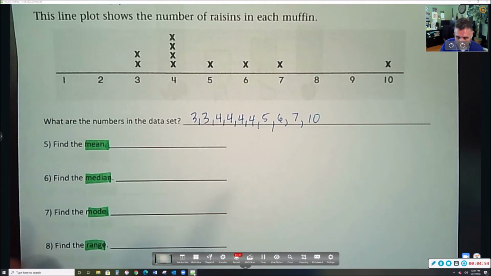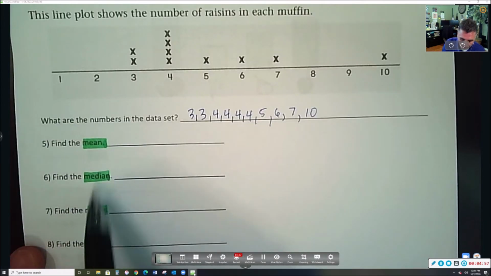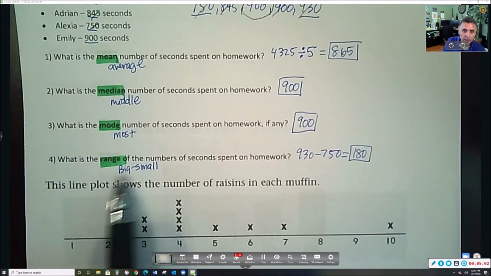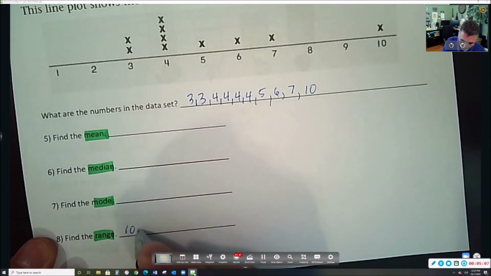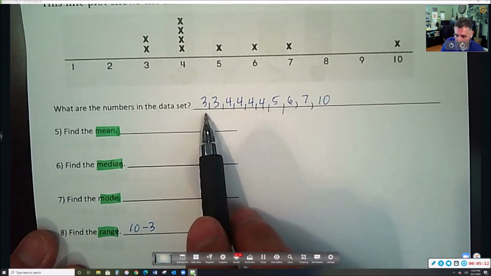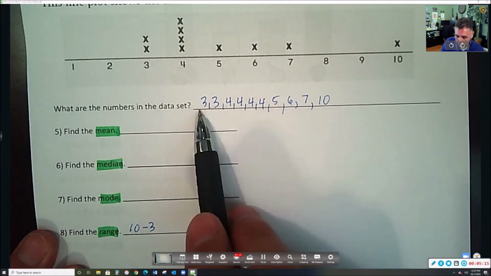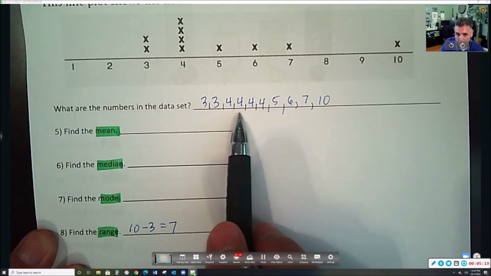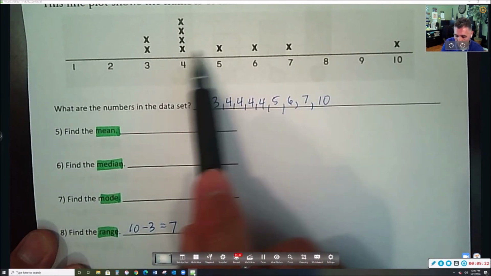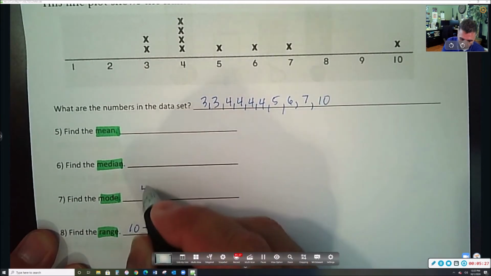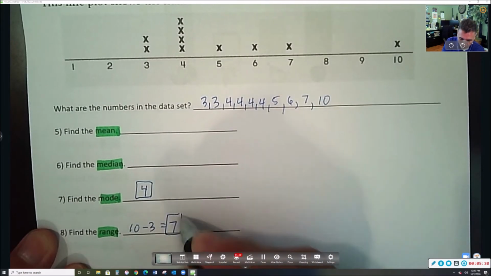So then again, I'm going to find the mean, median, mode, and range. The range, just like how we wrote up here, it's the big number minus the small number. So the biggest number is 10 and the smallest number is 3. Again, when we write the numbers out in order, it's helpful because you can right away identify the biggest and the smallest. The mode is the number that we wrote down the most. Now it's helpful to look at the line plot also because it's going to be the one with the most x's, which is 4. Let me circle that or box it in.